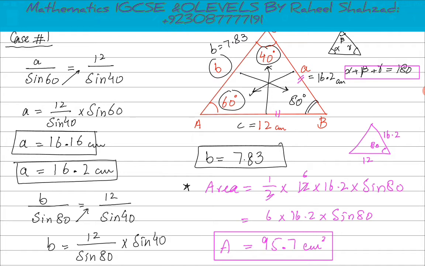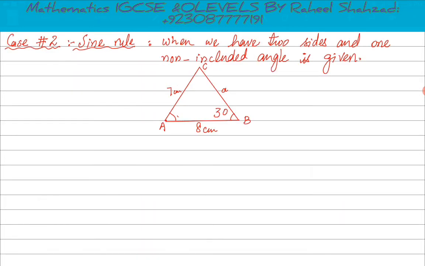Now let's discuss case 2. When we have 2 sides and 1 non-included angle given, how can we apply the sine rule to find unknown lengths and angles? So here is case 2, where we have 2 sides given, like 7 centimeters and 8 centimeters, and one non-included angle is given, it must not be the included angle. Here you go, 30 degrees is given, and we need to find length A and the other two angles A and C. So let's apply the sine rule.